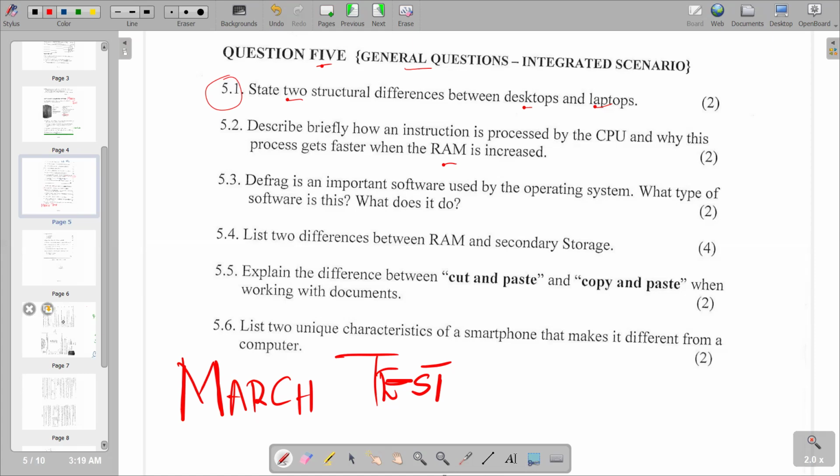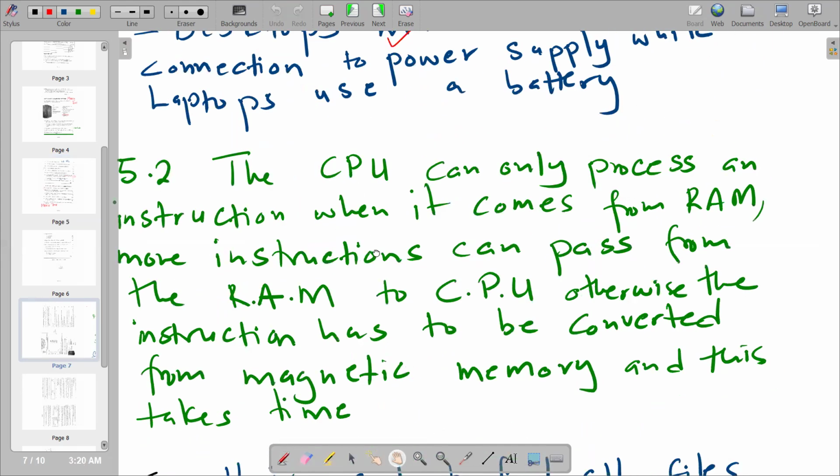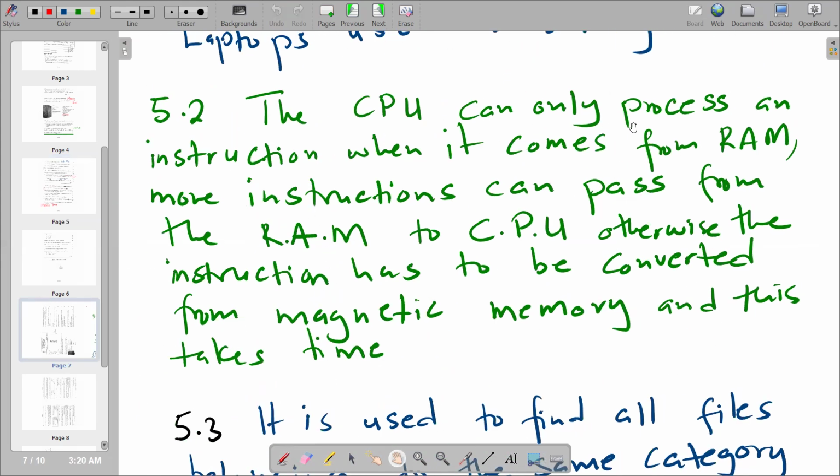If we go to the answer section, we have that articulated again. Our 5.2 reads: the CPU can only process an instruction when it comes from RAM. So you see that the CPU processes instructions that are coming from the RAM, so the position of RAM has a direct effect on the CPU. Our explanation continues and says more instructions can pass from the RAM to the CPU. Otherwise, the instruction has to be converted from magnetic memory, and this takes time.